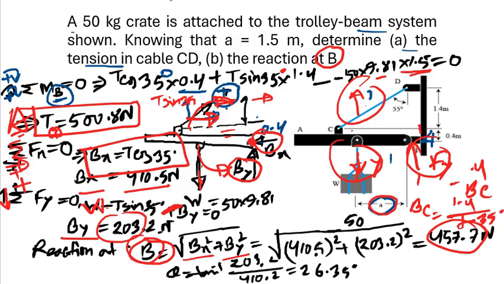But what is the angle of that? Because we have got the two values according to x and y, we can easily find the angle theta. So theta equals tan inverse of 223.2 divided by 410.2, and then we get 26.35 degrees. You got this answer.